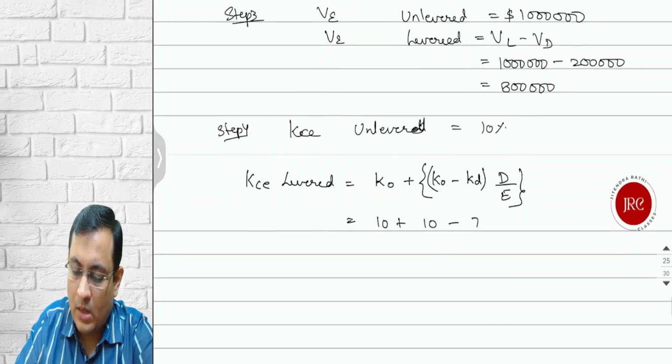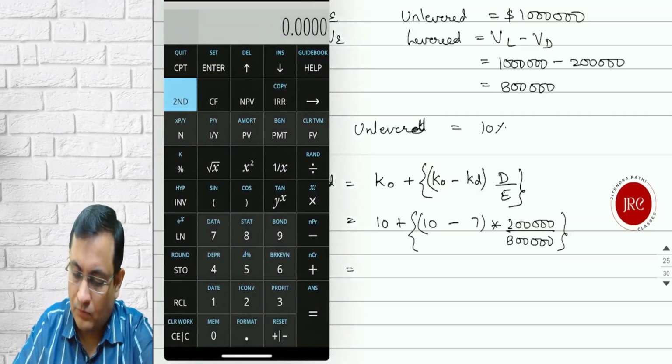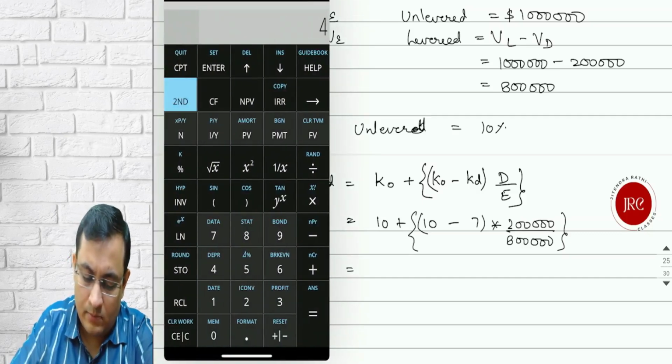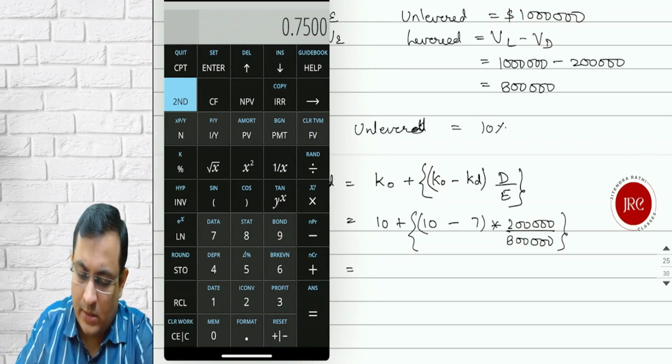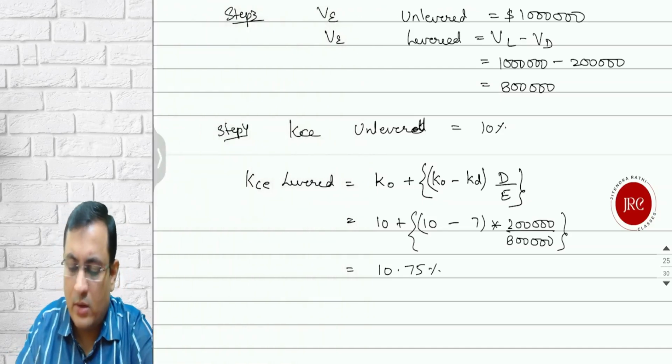Yes, 7% multiplied by 2 lakhs over 8 lakh equity. So we got our cost of equity is rising, 2 divided by 8 multiplied by 3 is equal to 10.75%. We got our cost of equity also here.